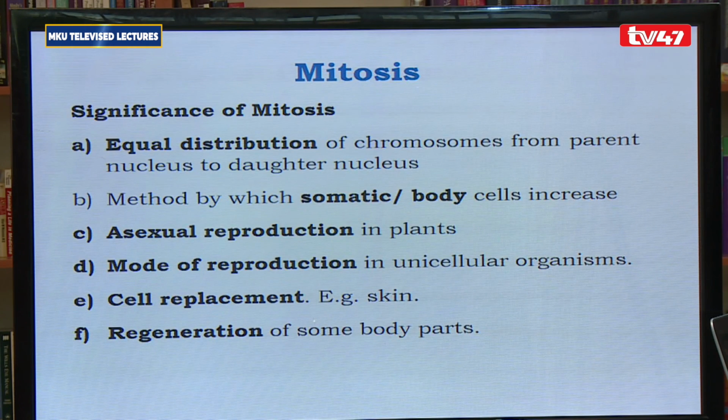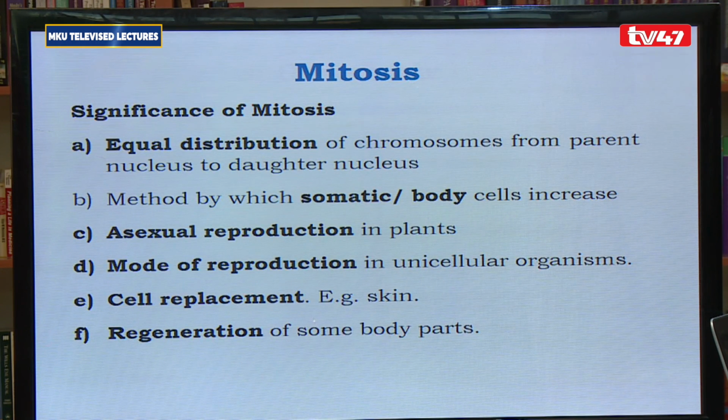So what is the significance of mitosis? Equal distribution of chromosomes, so that the parent cell is similar to the daughter cell. That the chromosomes in the nucleus of the parent cell are equal to the chromosomes in the nucleus of the daughter cell. It is a method in which body cells, also called somatic cells, are able to multiply. So when the body is growing, the cells are simply dividing, they use the process of mitosis.